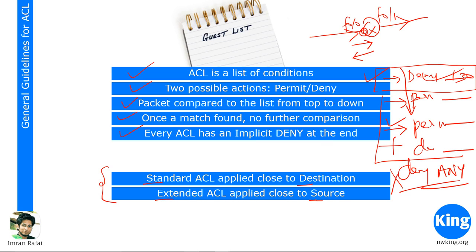This is something I recently read. You cannot have two S's in either of these statements. So "standard at source", if you say that, you can see there are two S's. That is wrong. Standard is at destination, extended is close to the source.